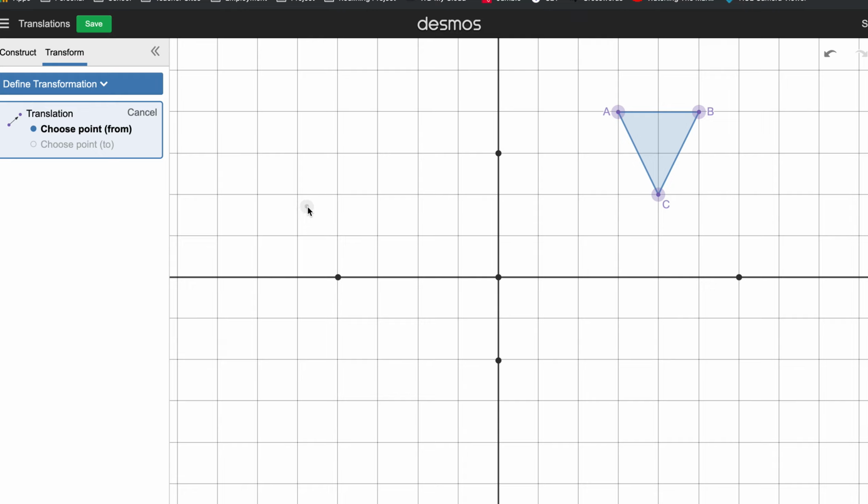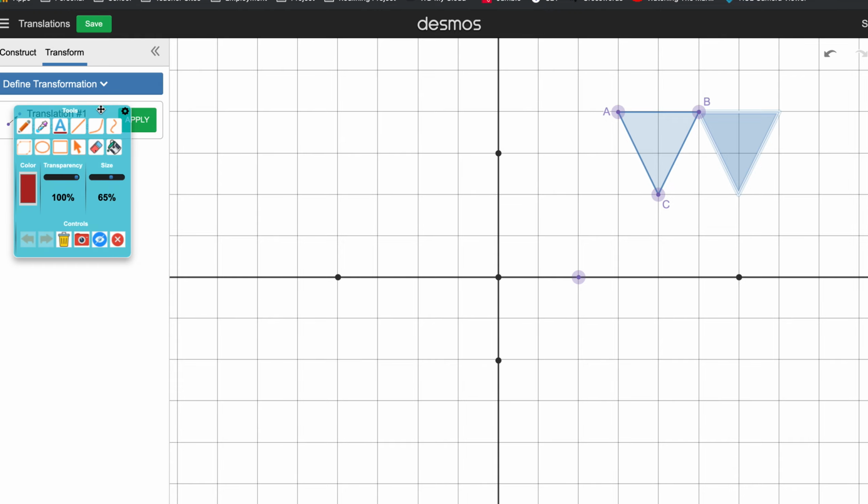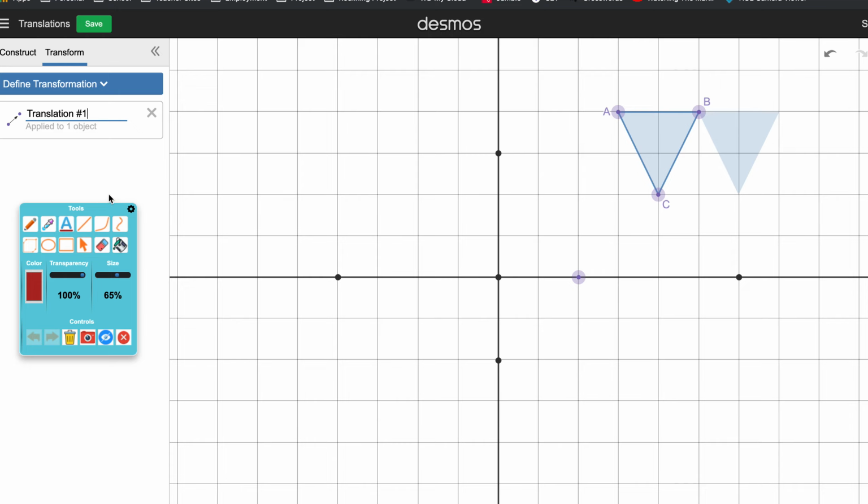Now, when I do a transformation on this, it will only let me do it in terms of a vector. So let's go from this point to this point, right? And then I want to apply that to this. So what happened?